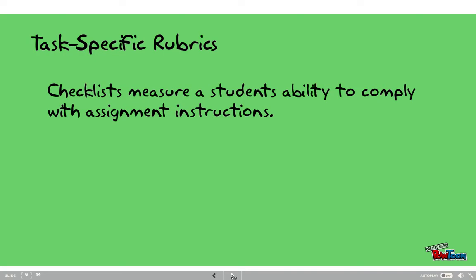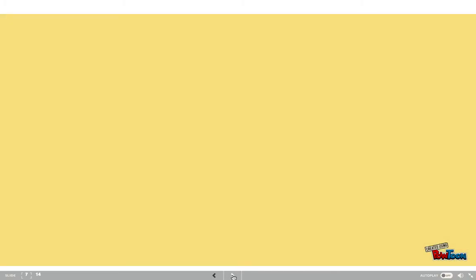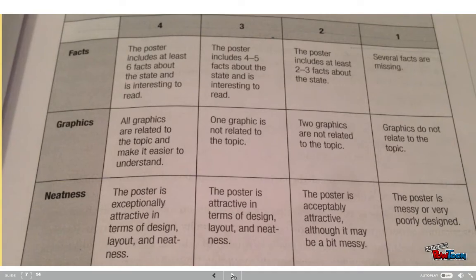So checklists measure a student's ability to comply with assignment instructions, and again are low inference work for students and teachers. I do like the idea of a pre-flight checklist for students right before they hand in a fairly large assignment, to make sure that they've actually met the basic requirements of that assignment. But that, again, is entirely different than having them compare their work to give themselves some feedback.